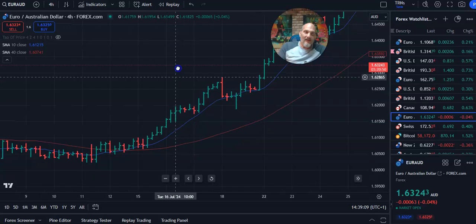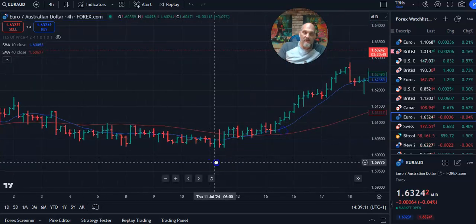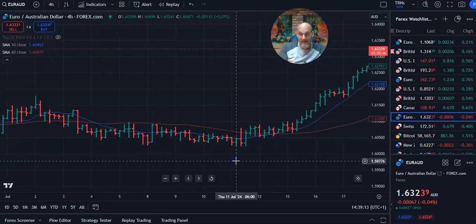So here's a simple trading system using moving averages with price. I'm not suggesting that this is anything other than what I'm presenting here, which is just a simple system.